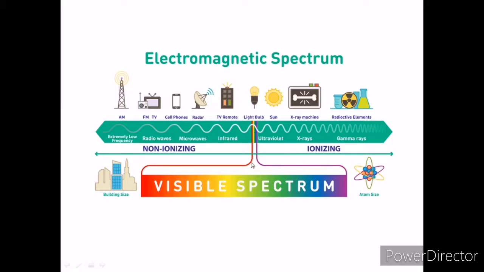The visible spectrum, that is your VIBGYOR, lies between non-ionizing and ionizing radiation. Ionizing radiation includes X-rays, while non-ionizing is the radiation used for your TV remote and cell phones.